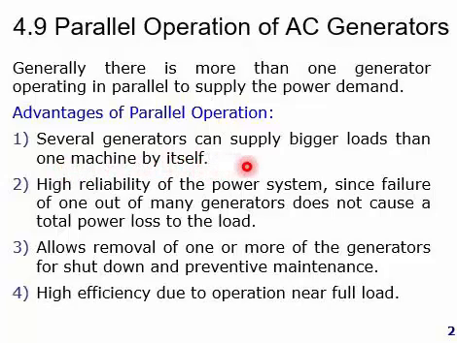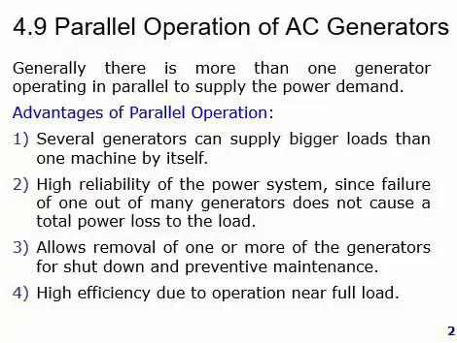Several generators can supply bigger loads than one machine by itself. So if there is more than one machine, it can supply bigger loads. Another advantage is the high reliability of the power system. Since there is more than one generator, if any one of them fails, it does not affect the whole system. So the reliability would be quite high in this case.